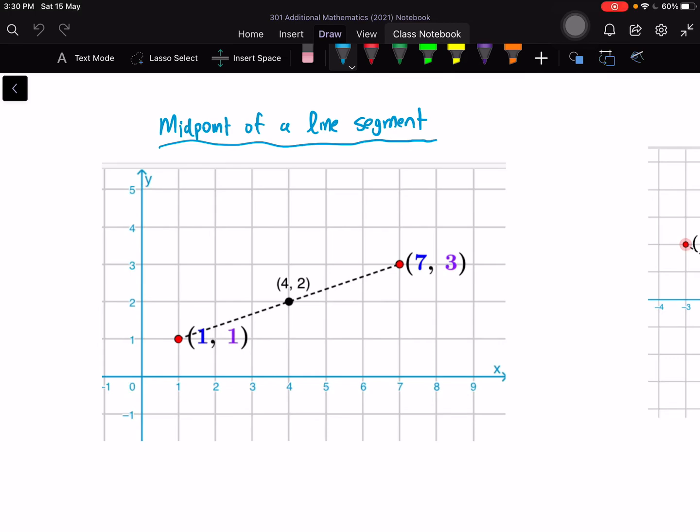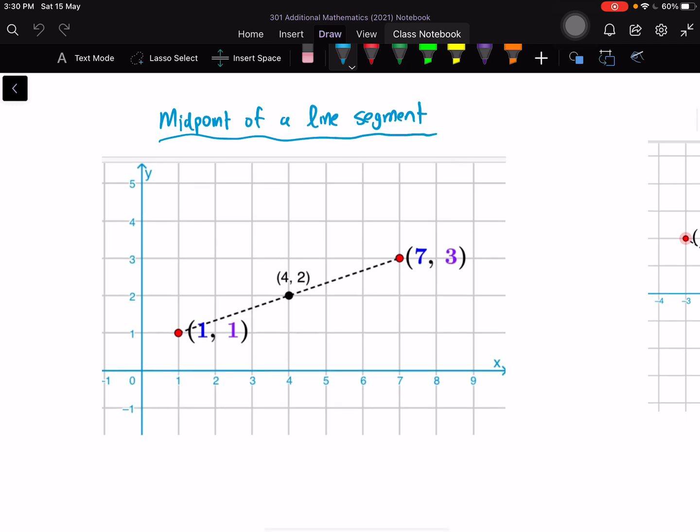Hi, in this video, we will learn how to find the midpoint of a line segment. So let's take a look at this first example. In this example, this line segment is joined by the point (1, 1) and the other point is (7, 3). The midpoint is given here to be (4, 2). So the question is, how can I find the midpoint, given the two endpoints?